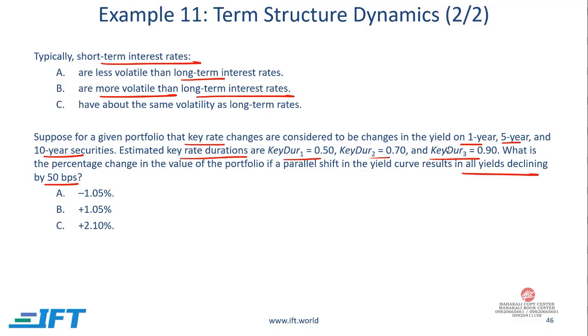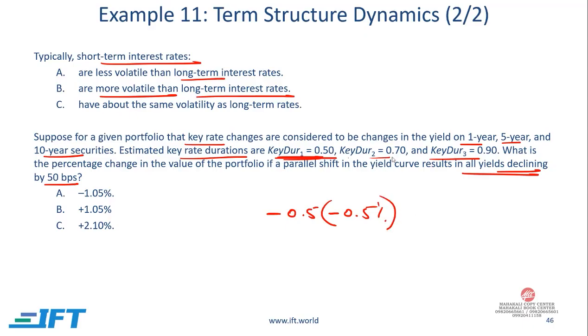So given these key rate durations, we just need to reproduce the formula. So we have this key rate duration for the 1-year rate. There is a minus for each of the terms in the formula. So there's minus, and then we have this key rate duration which is 0.5. Then we multiply by the change in the rate. If we are told that the rate is declining by 50 basis points, so 50 basis points means 0.5%, and since it's declining, we need to put minus. So we can work in decimals or in percent. I find percent easier. So minus 0.5%.